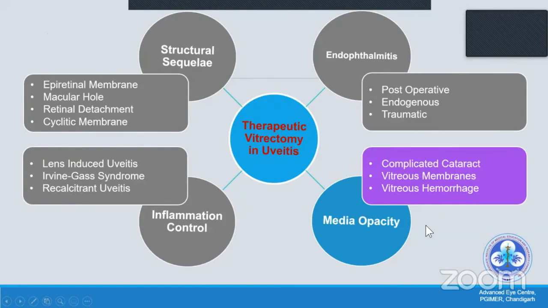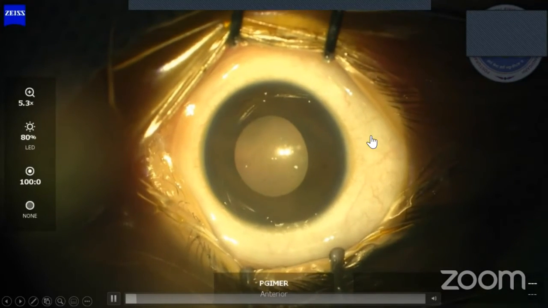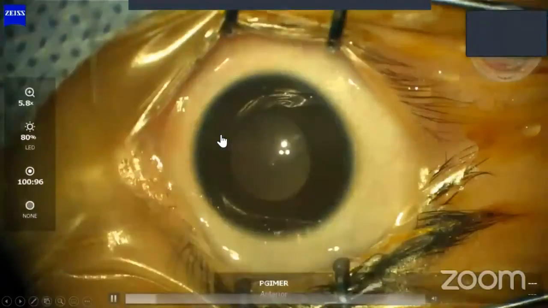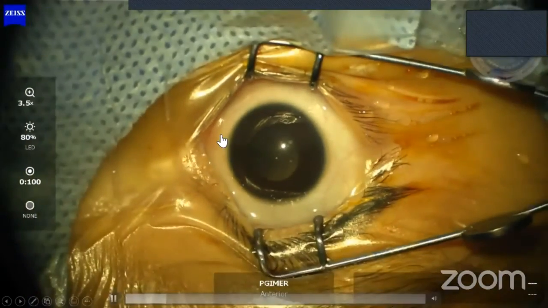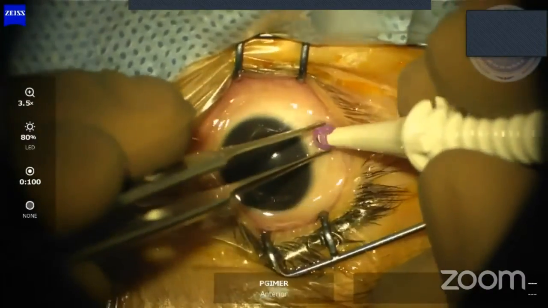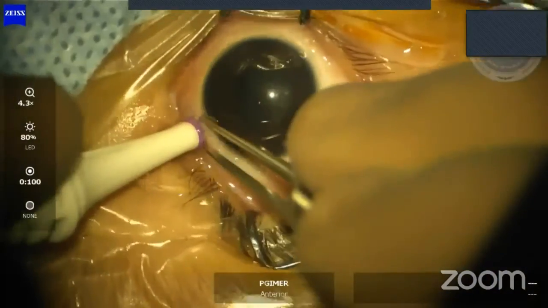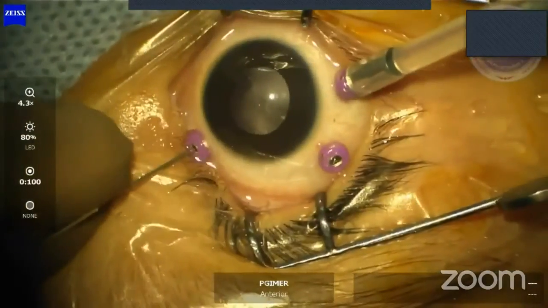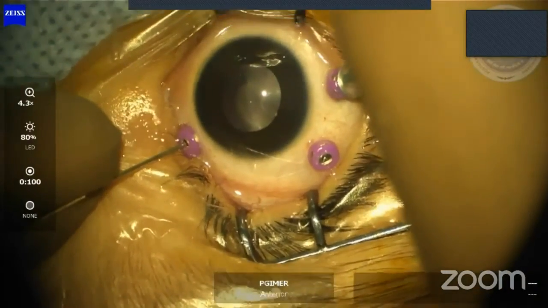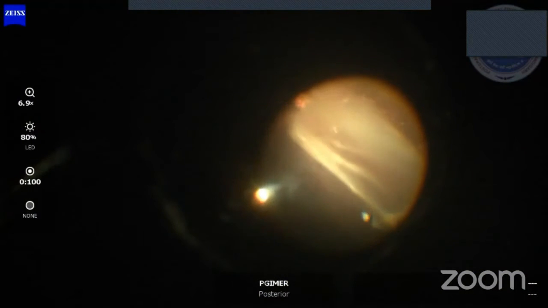Coming to the second group of media opacities, I think this is a 7-month-old child. You can see the whitish reflex that the child came with. We do see a lot of vitreous hemorrhage in these children less than 1 year of age. A lot of them are vasculitic and come out positive for TORCH titers. A direct correlation to the etiology is a little difficult to say.